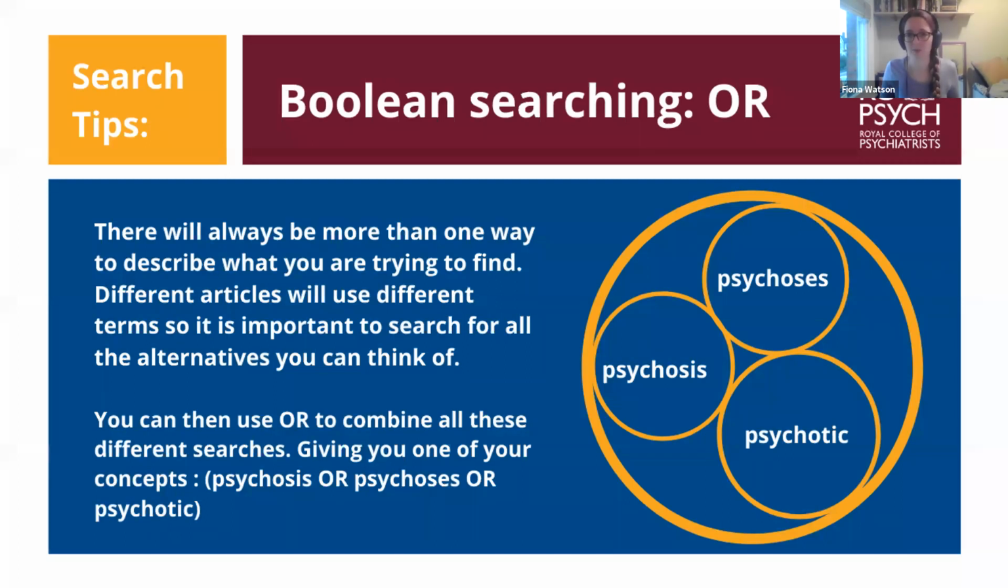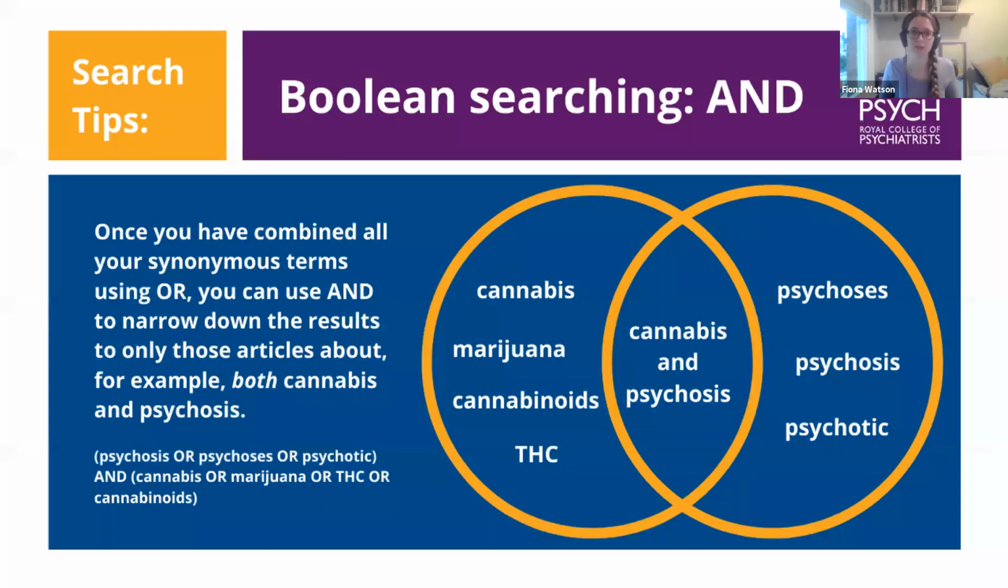So once you have that concept with all your different terminology, you can then move on to combining it with other concepts. So that's searching on an AND. Here we've got our search terms from before on psychoses. But what we're actually looking for is articles on cannabis and psychosis. So we need all our search terms for cannabis as well.